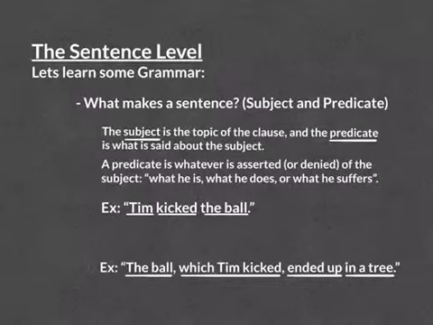Does that make sense? So that's the basic level of a sentence. You have the subject and the predicate. A predicate also is whatever is asserted or denied of the subject. So what he is, what he does, and whatever happens to him, whether he's suffering or not. An example here is: Tim kicked the ball.